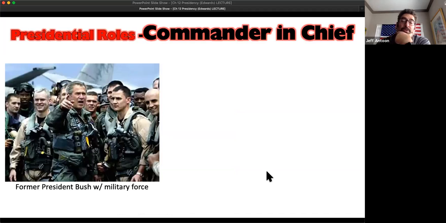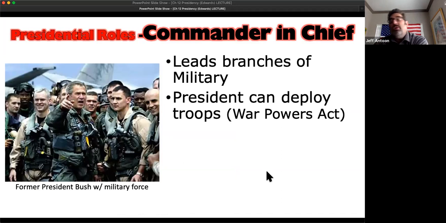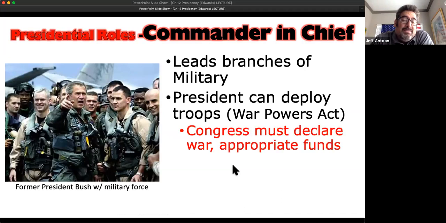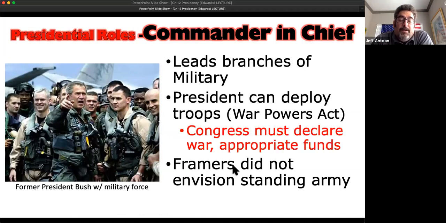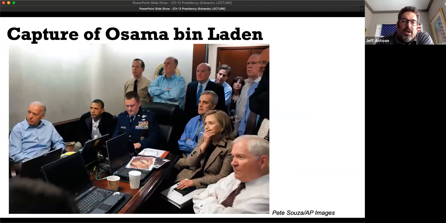He's also the commander-in-chief of our military branches. He leads them. He can deploy troops where he wants for about 90 days, but he has to communicate with Congress on that because they have to appropriate funds for that. And then the framers didn't envision a standing army and their concerns about now a nuclear arsenal. It wasn't in the Constitution. So these are things that are kind of nebulous or gray that we just don't know how to deal with. And you can see Obama here with his war powers.